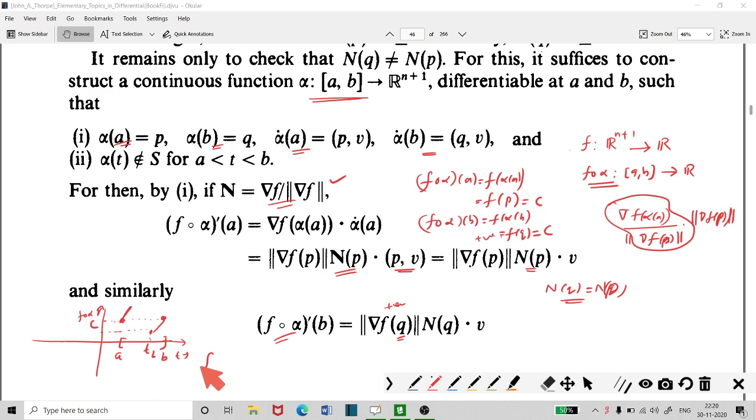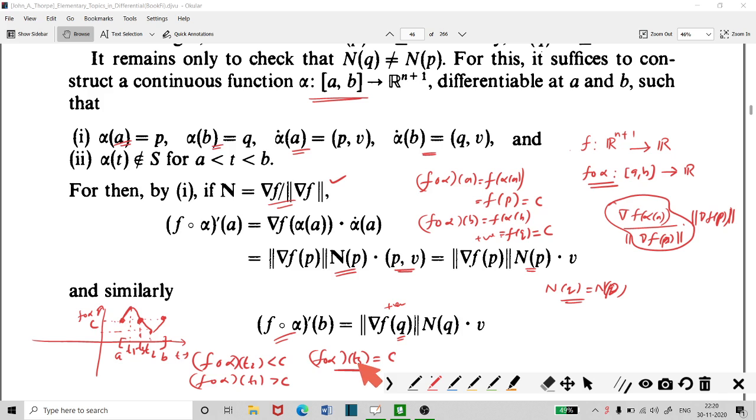At the point T2, we can say that f composition alpha of T2 is less than c, and you can find another point T1 here. At the point T1, f composition alpha of T1 is greater than c. If this f composition alpha is increasing at both points A and B, you can easily find a point in between T1 and T2, say T3, at which this f composition alpha is nothing but c.